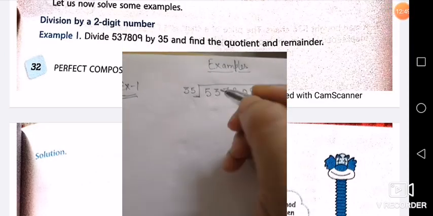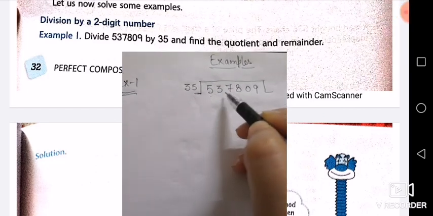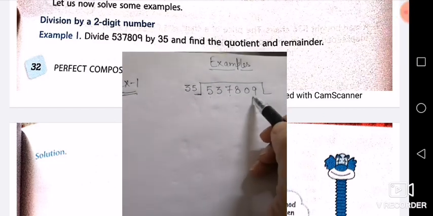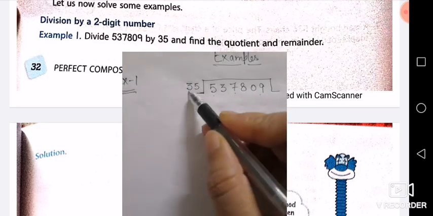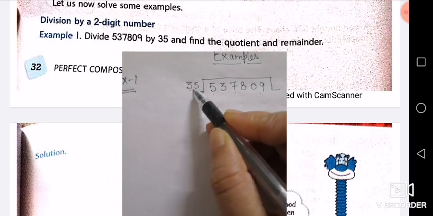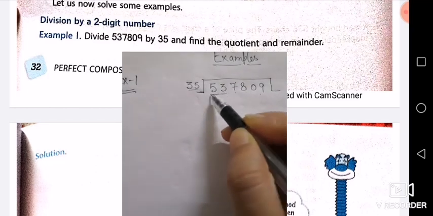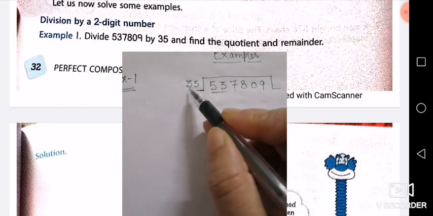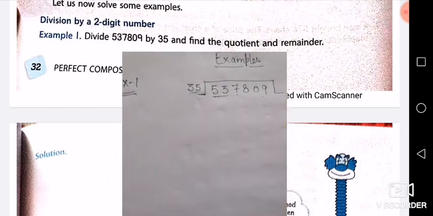So now let's start the example. Now this number which is given, 537,809, is going to be divided by 35. So now this divisor is 2-digit. So here we are going to see the first 2 digits. Now this first 2-digit number is greater than these 2 digits, so we can start with 2 digits only.